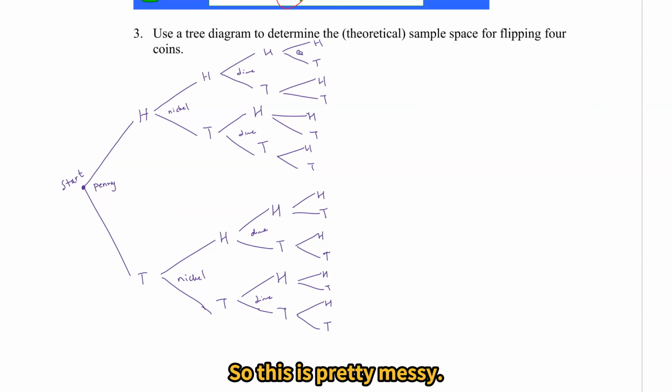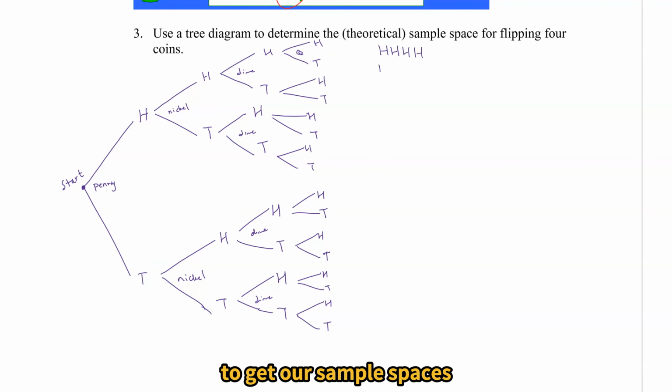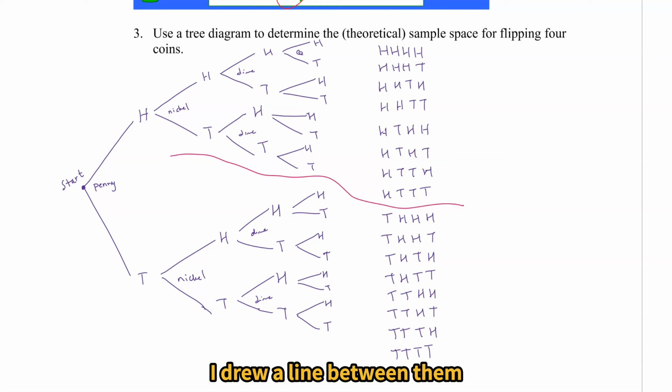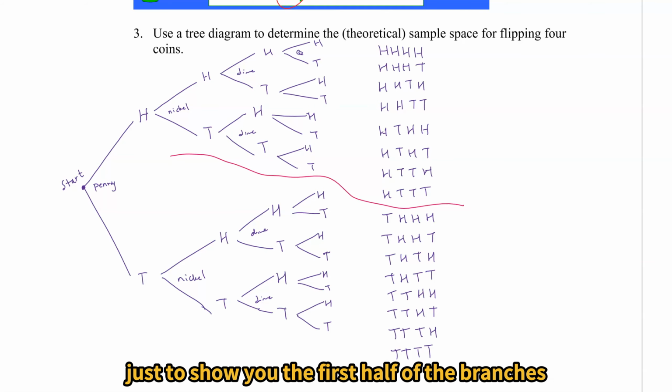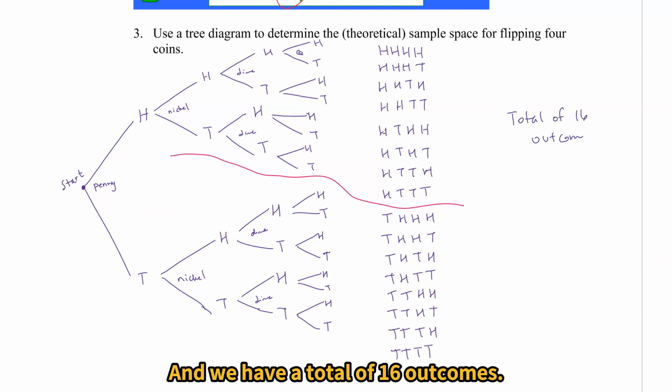Although this is pretty messy, I apologize for that. We can follow these branches again to get our sample spaces. And I drew a line between them just to show you the first half of the branches and the second half of the branches. And we have a total of 16 outcomes.